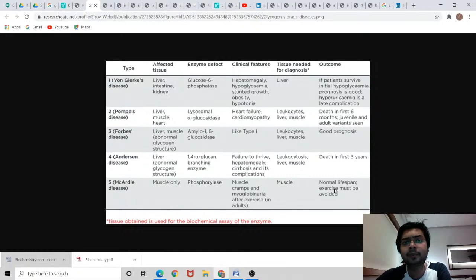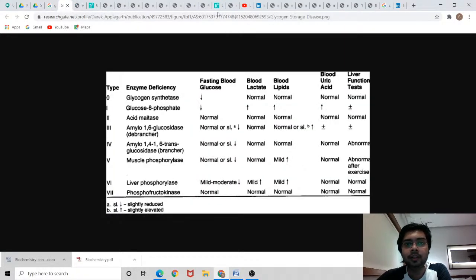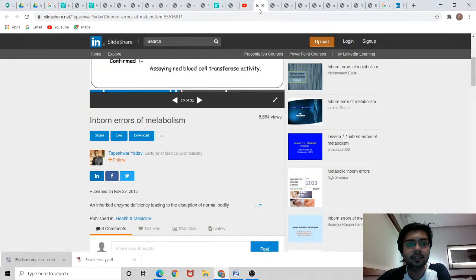And type 5, that is McArdle, where there is only muscle cramps and pain, the lifespan is usually normal, and we ask patients or babies not to do exercise, because exercise must be avoided due to the increased muscle pain. Okay, so I think it is clear for you for now these diseases.